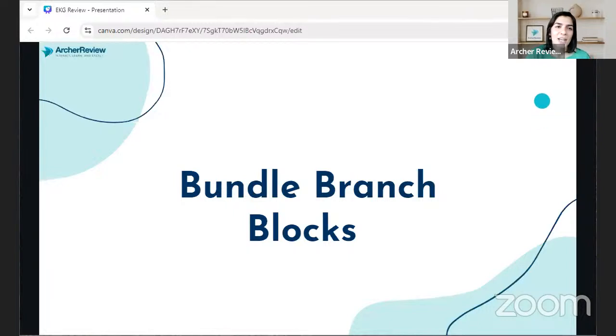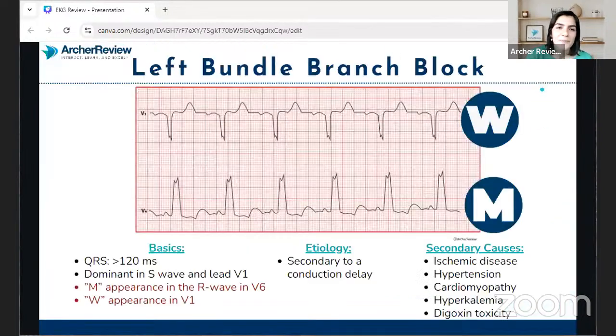All right, so now let's jump into our bundle branch blocks. So bundle branch blocks, I guess PVCs aren't my favorite. I also like bundle branch blocks, but maybe I'm just silly.